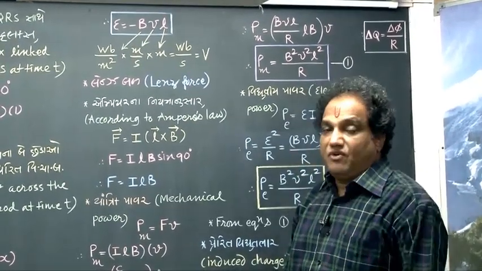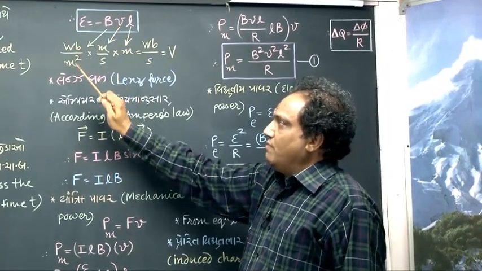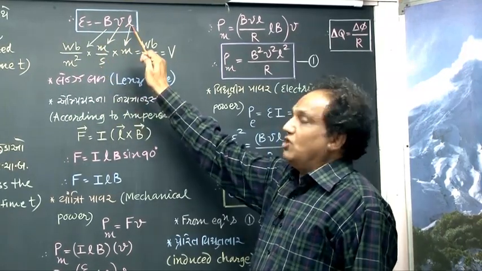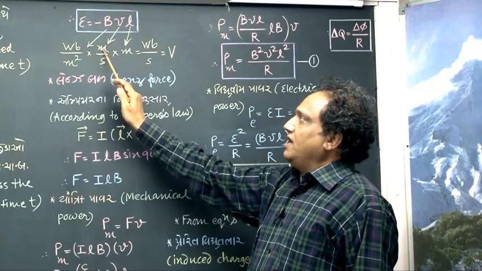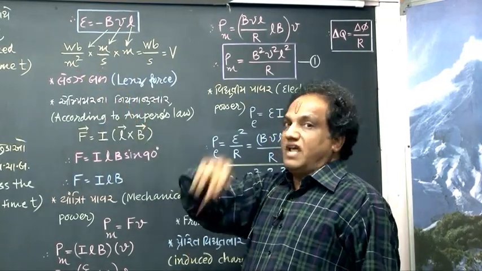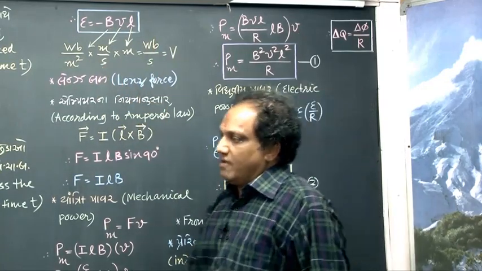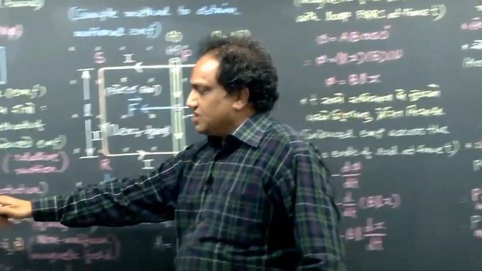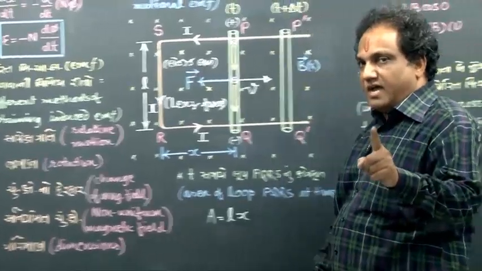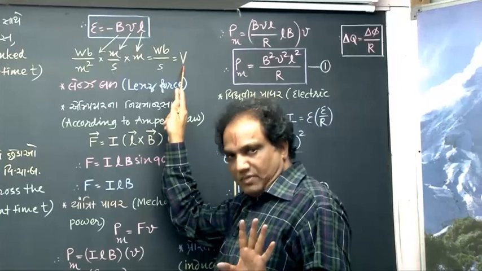Let me write the unit of each term on the right hand side. Unit of magnetic field is Weber per meter square. What about unit of velocity? Meter per second. And unit of length? Meter. Now meter into meter, meter square, will get cancelled with this meter square. So what is left is Weber per second. And what is Weber per second? It is nothing but volt. So instead of Weber per second, I can write volt. Simple.